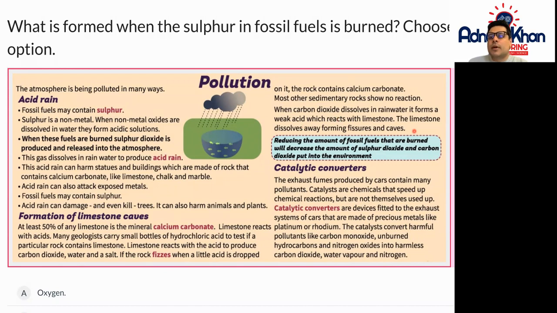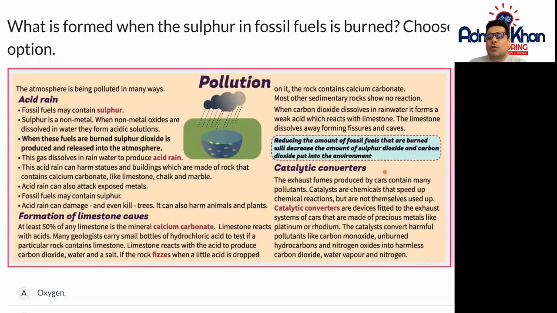When carbon dioxide dissolves in rainwater, it forms a weak acid which reacts with limestone. The limestone dissolves away, forming fissures and caves. So reducing the amount of fossil fuels that are burned will decrease the amount of sulfur dioxide and carbon dioxide put into our environment. So that's a key thing that we need to learn here.